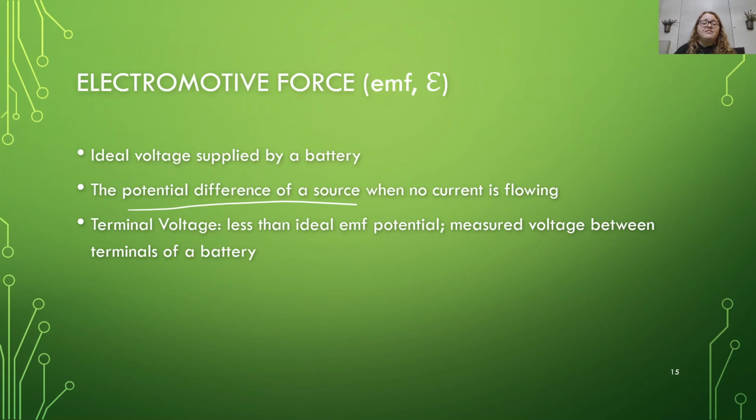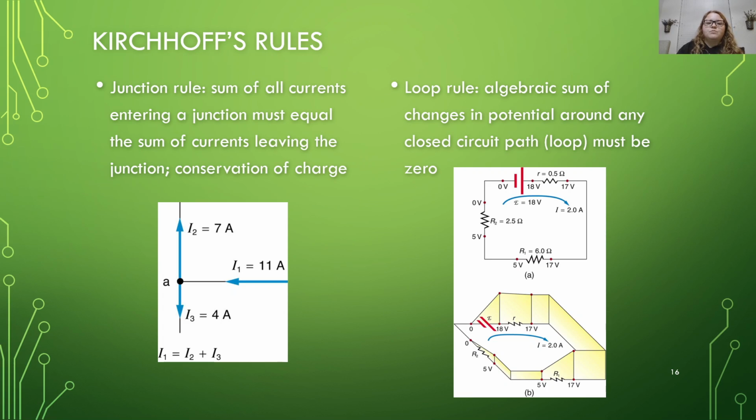Now, if we have anything that's less than this ideal voltage, we call that terminal voltage, and that's the measured voltage between terminals of a battery, okay? And that will be less than your ideal voltage, okay? So we're going to stop there, and then we'll continue with Kirchhoff's laws and go from there. All right.